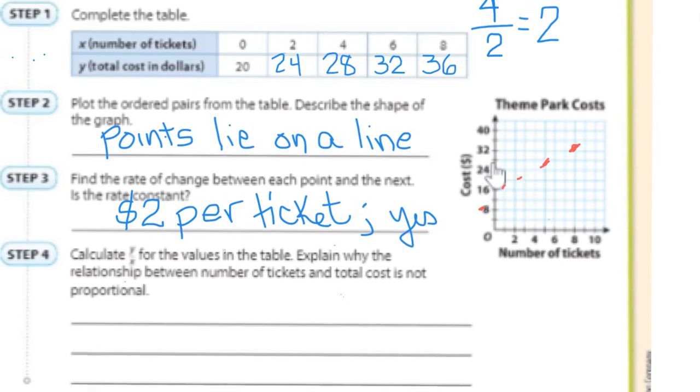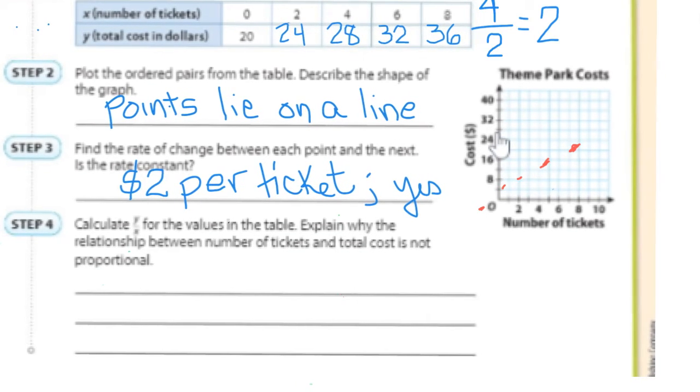Okay, next. Calculate y divided by x for the values in the table. Okay, so let's do that first, and then I'll worry about my explain when I'm done here. So y divided by x, 20 divided by 0. So I hope you remember that 20 divided by 0, we are not allowed to divide by 0. So I would say that 20 divided by 0 is undefined.